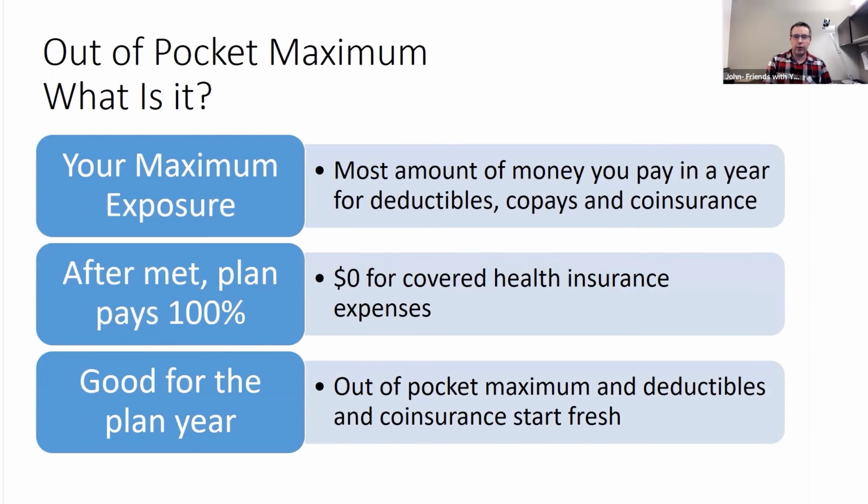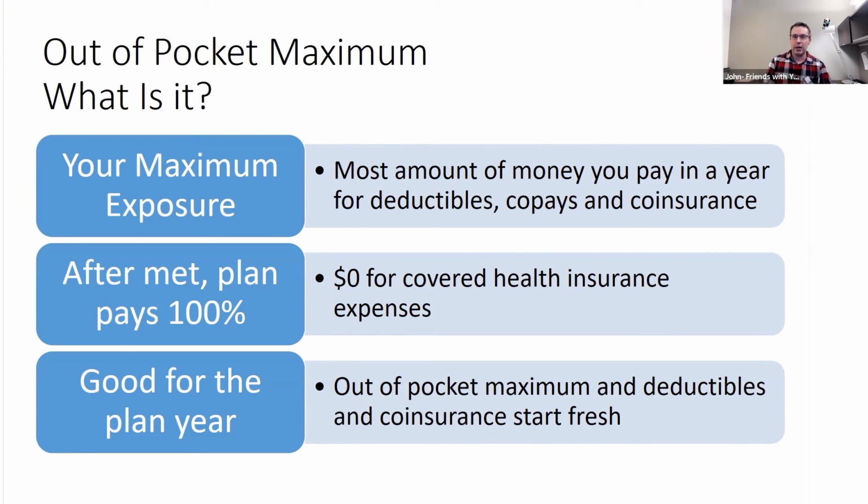Lastly, I mentioned the out-of-pocket maximum. So really, what is it? Think of it as the worst case scenario or your maximum exposure. It's ultimately the most amount of money that you have to pay in a particular year for deductible, copays, and coinsurance. And as I said before, after you've met it, your additional costs are covered at a $0 copay to you. The insurance company pays everything else. And it's just important to know it's good for the rest of the plan year.